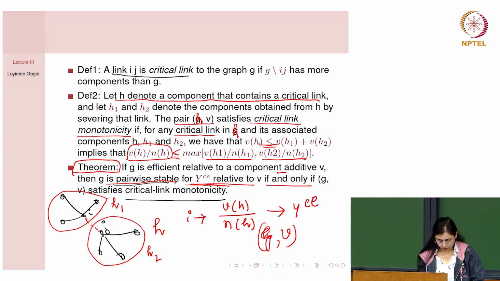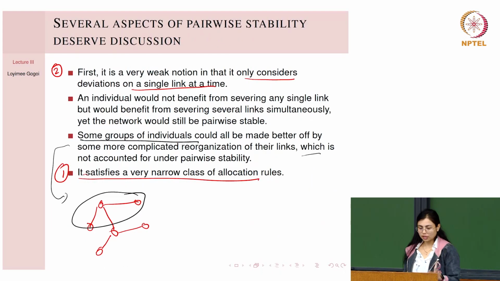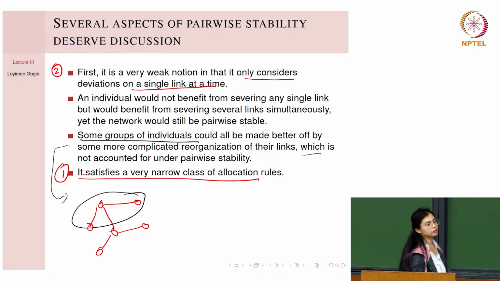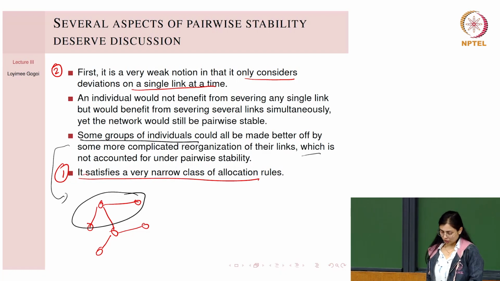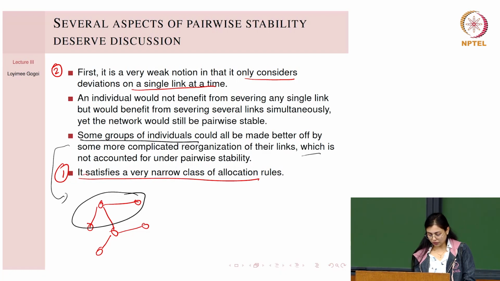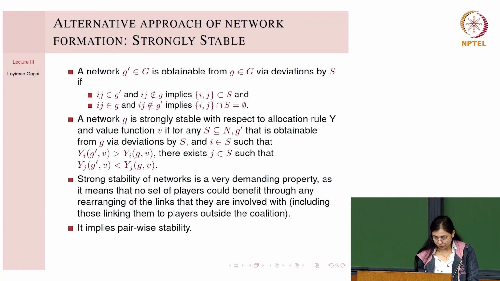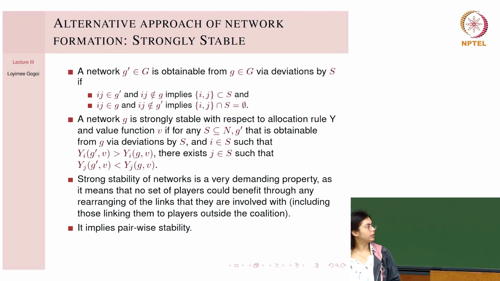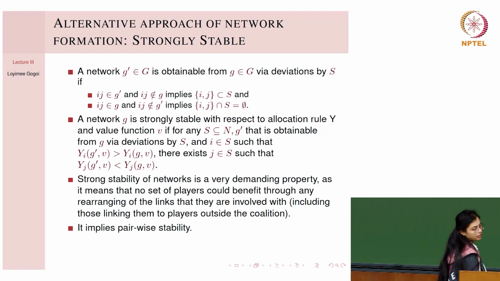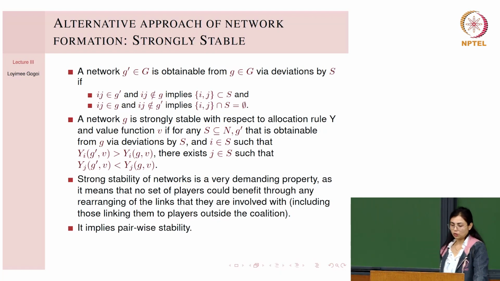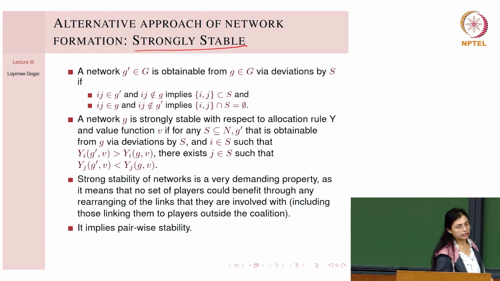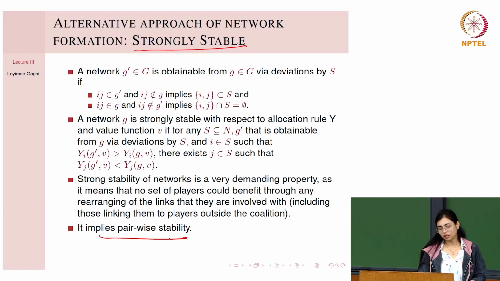Okay. So next, as I mentioned, there are a lot of drawbacks for pairwise stability because it considers only a single link at a time. So it's a very weak, narrow class; it satisfies only a very narrow class of allocation rules. Now there is an alternative approach to network formation that is called strongly stable. There is another paper, Jackson and Nolan in 2004, where they introduced this idea of strongly stable. It also implies pairwise stability.